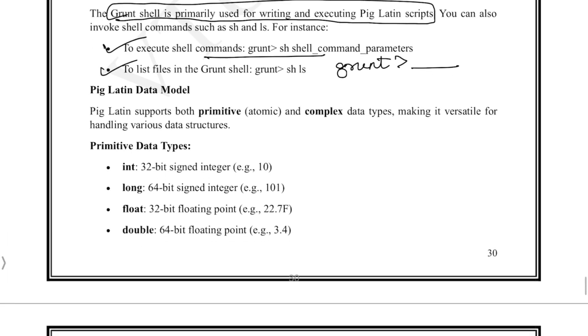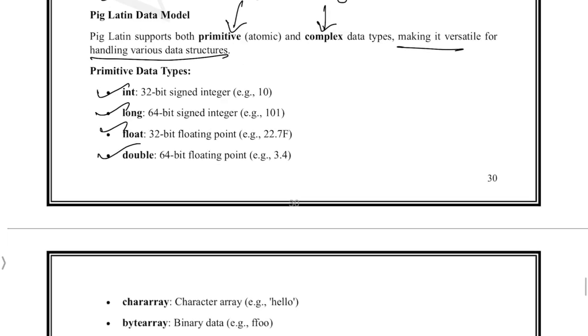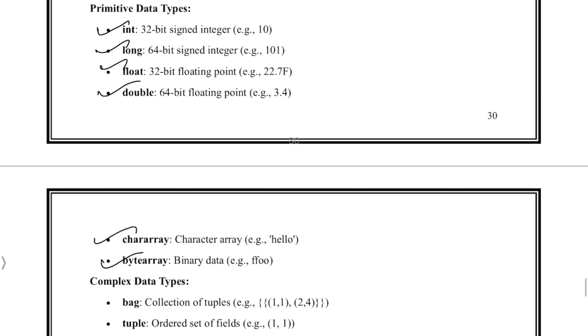Next is the Pig Latin data model. The Pig Latin data model mainly contains both primitive as well as complex data types, making it versatile for handling all the data structures. The primitive data types are int, long, float, and double, char array, byte array. Integer is a 32-bit signed integer, long is a 64-bit signed integer, float is a 32-bit floating point. You have to mention all these things: double is a 64-bit floating point, character array, as well as binary data.